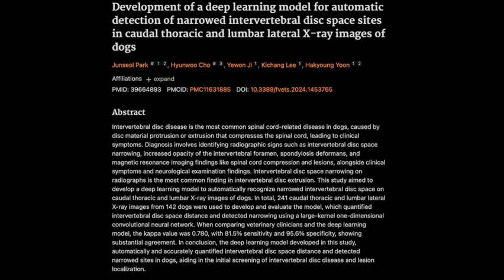That makes sense. So it sounds like they put a lot of work into teaching the model to recognize these narrowed spaces. Yeah, they did. What's the next step in this process? They needed a way to quantify the narrowing, to actually measure that distance between vertebral bodies based on the pixel measurements in the X-ray images.